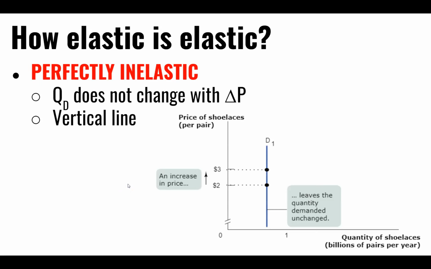If we have a vertical demand curve, we say that it is perfectly inelastic. That is, the quantity demanded does not change when the price changes. I can increase the price by 100%, and the quantity demanded changes by 0%. There is no change at all. And one way to remember this is that a vertical demand curve sort of looks like the letter I for inelastic.